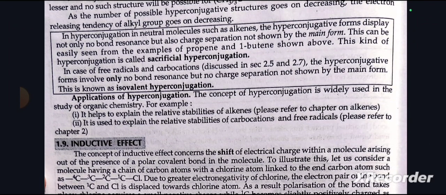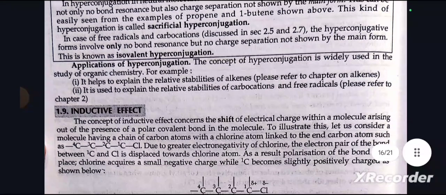In hyperconjugation in neutral molecules such as alkenes, the hyperconjugative form displays not only no-bond resonance but also charge separation not shown by the main form. This can be easily seen from the examples of propene and 1-butene shown above. This kind of hyperconjugation is called sacrificial hyperconjugation. In the case of free radicals and carbocations discussed in Sections 2.5 and 2.7, the hyperconjugative forms involve only no-bond resonance but no charge separation not shown by the main form. This is known as isovalent hyperconjugation.